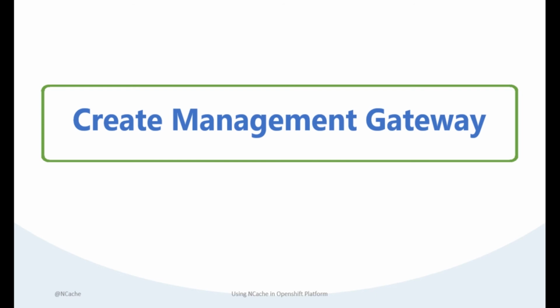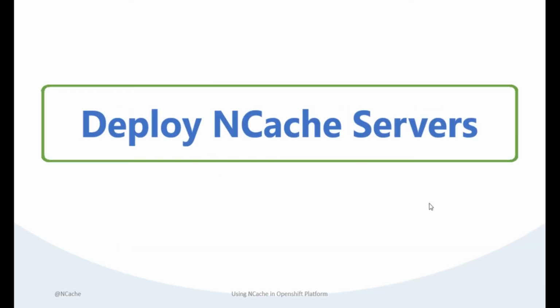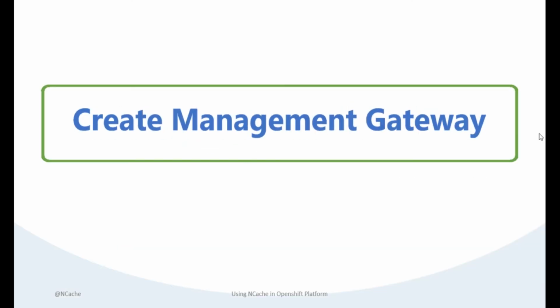Next step is to create a management and monitoring gateway for NCache deployments, and that would allow us to manage and monitor NCache deployments outside this Kubernetes cluster as well. And the way it would work is that any management operation performed would be routed through this gateway to this cache discovery service, and that would in turn help you manage and monitor all the underlying pods as well. So let's see how to quickly set up this gateway.